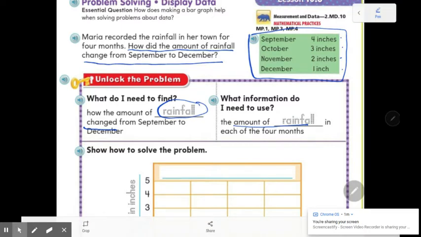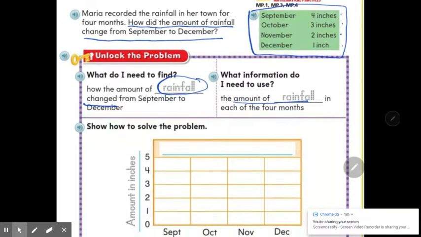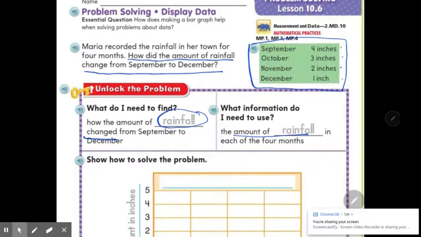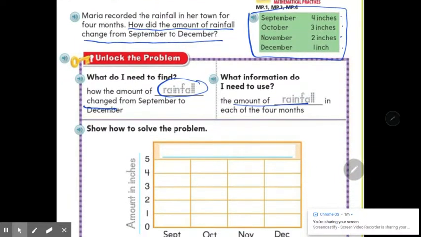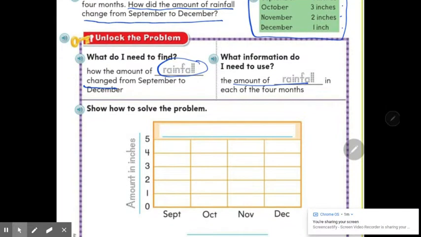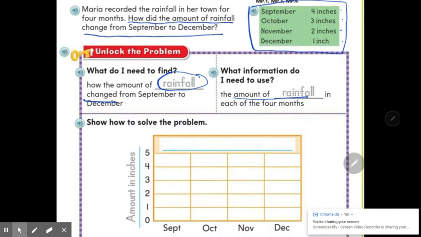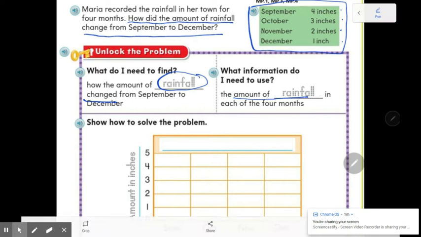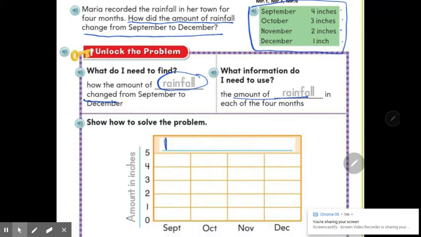So first, we're going to create a chart to display this information. Now, it says that Maria recorded the rainfall in her town. So the title can be rainfall, because we're going to be recording the rainfall in whose town? Maria. So we're going to write Rainfall in Maria.